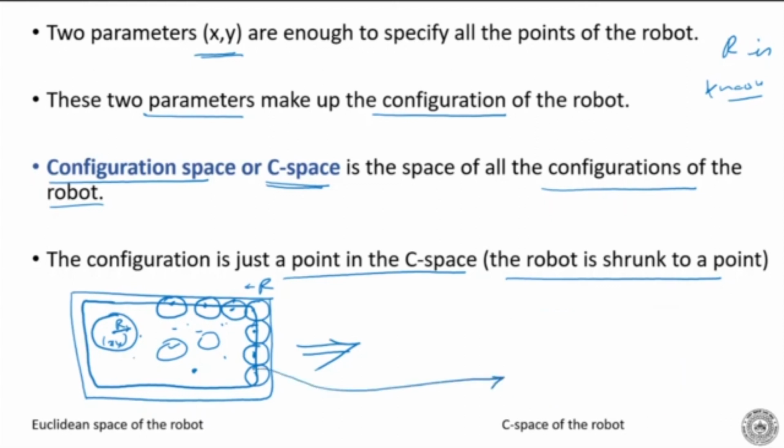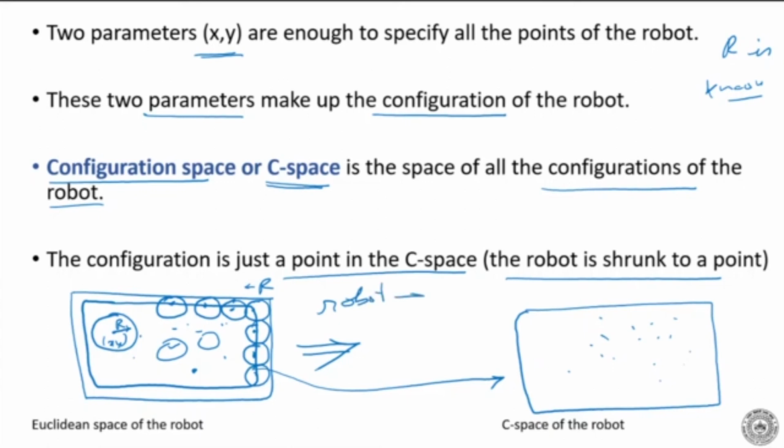Okay, this is smaller. Let me draw it here. Now what has happened is this has become my configuration space. So this is all the points where the robot can go. Now the robot has become a point, because it only has xy, it doesn't have anything else, and the boundary has shrunk by r.